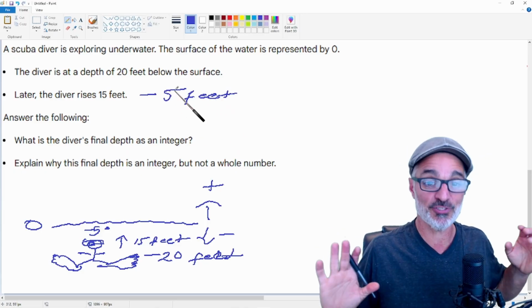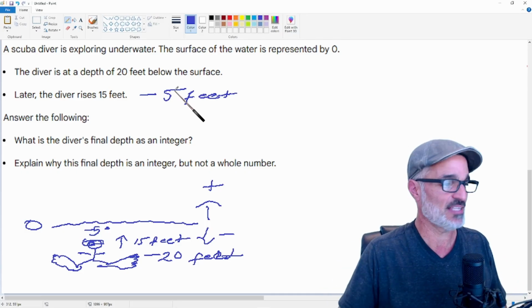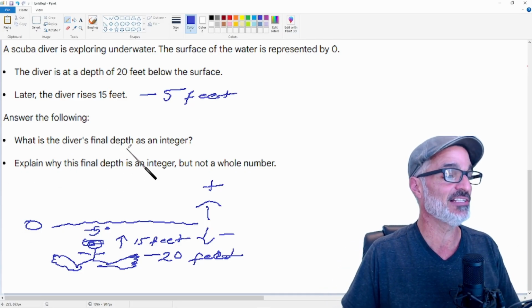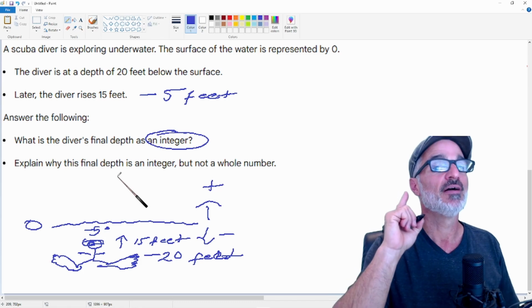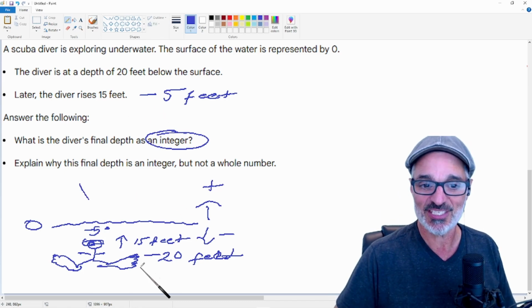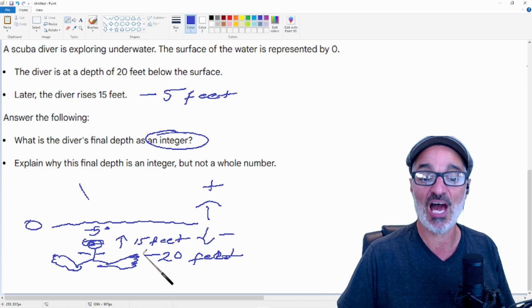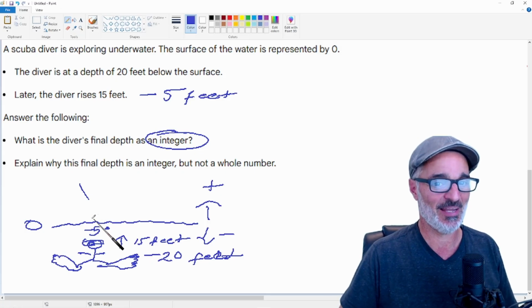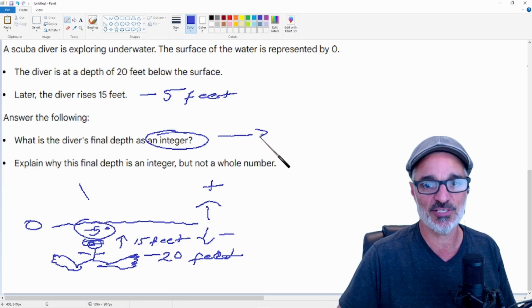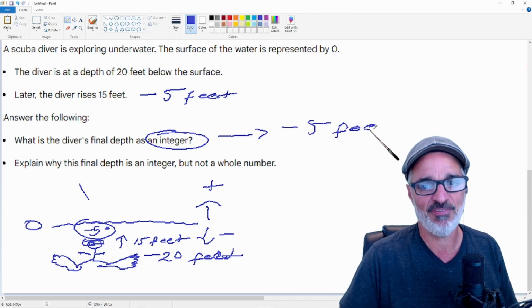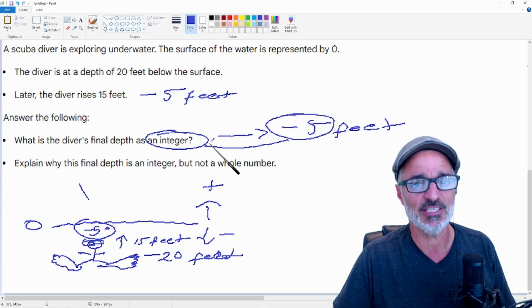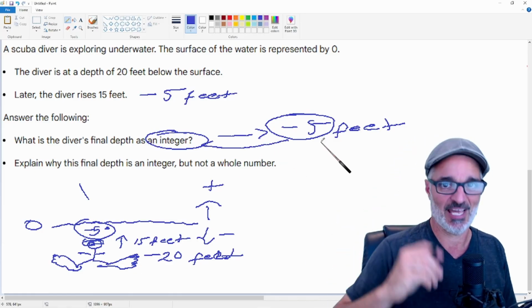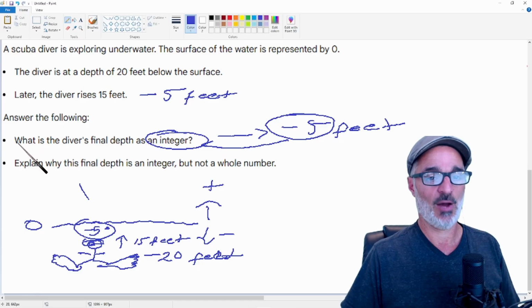Okay, we understand the story now. We know what happens, so let's answer the question. What is the diver's final depth as an integer? Remember, integers include negative numbers. We just said that he was at minus 20 and he went up 15 feet, so he's at minus 5. So the answer to that question is he's at minus 5 feet. Is minus 5 an integer? Yes, it is, because integers include negative numbers. All right, so we have that one down.